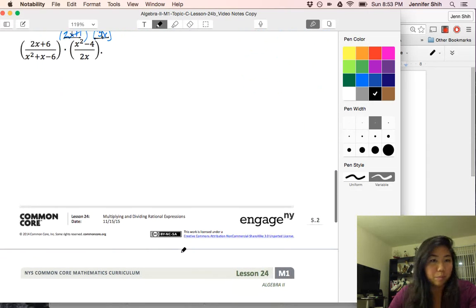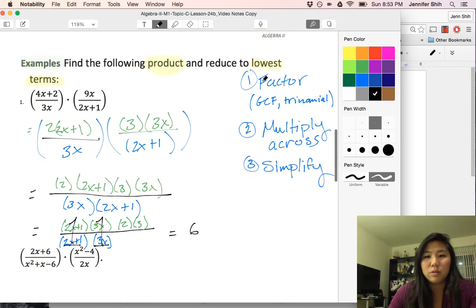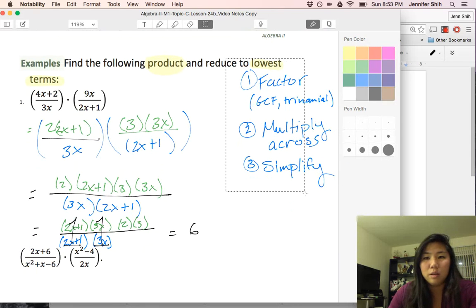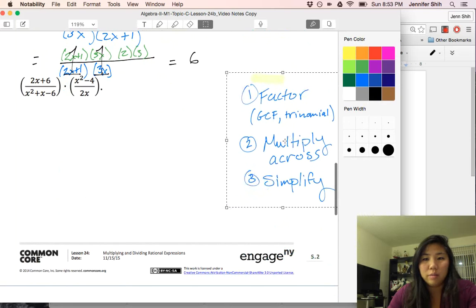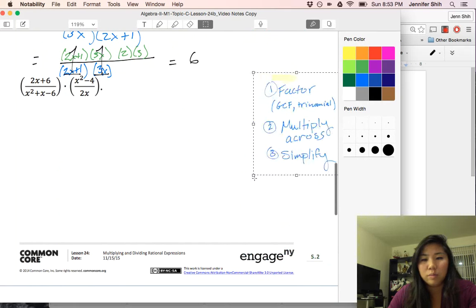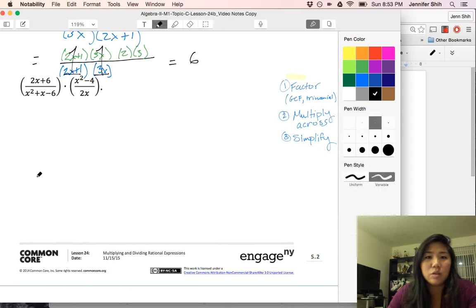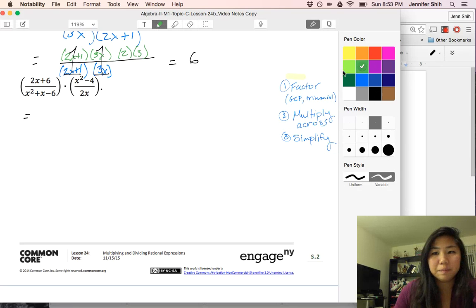Okay, so we're still going to do the same steps. What I'm going to do is take this. It's going to come with me, hopefully. Okay, we are going to continue to factor and then multiply across and then simplify. So I'm going to factor this out first.